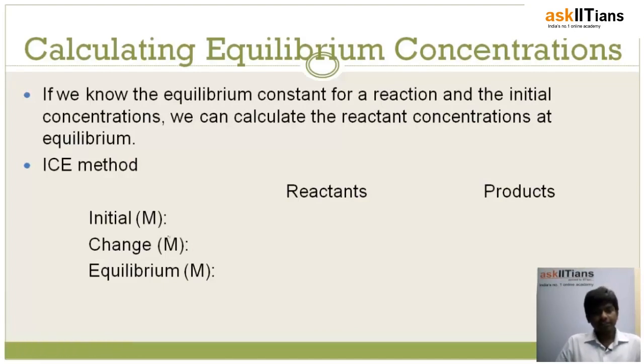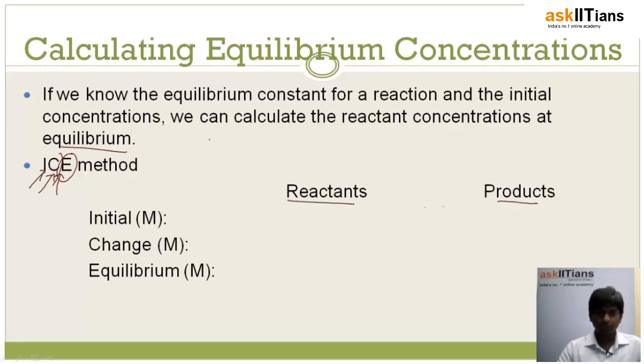It is done by the ICE method. ICE means initial concentration, change, equilibrium. The initial concentration and the value of the equilibrium constant should be known to you. If we know the equilibrium constant and the initial concentration, we can calculate the reactant concentration at equilibrium. So you need to keep this in mind and always follow this way of representation.